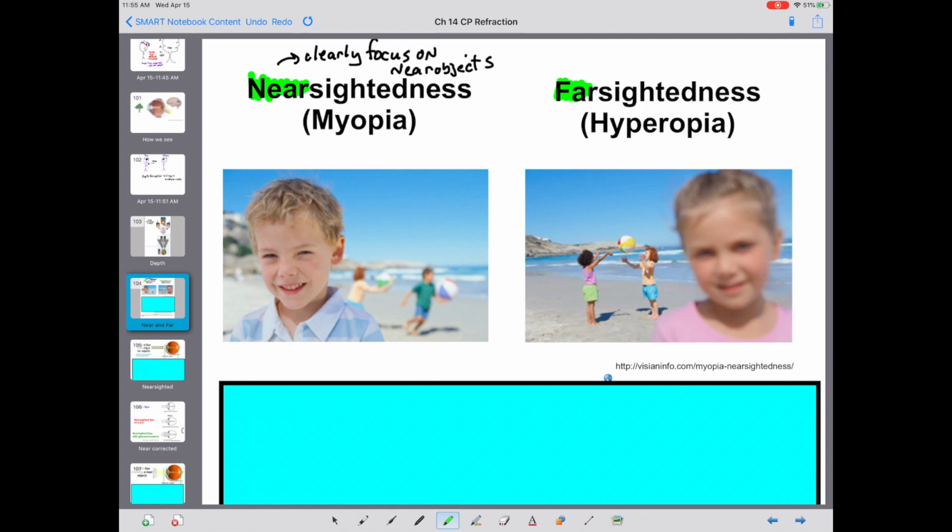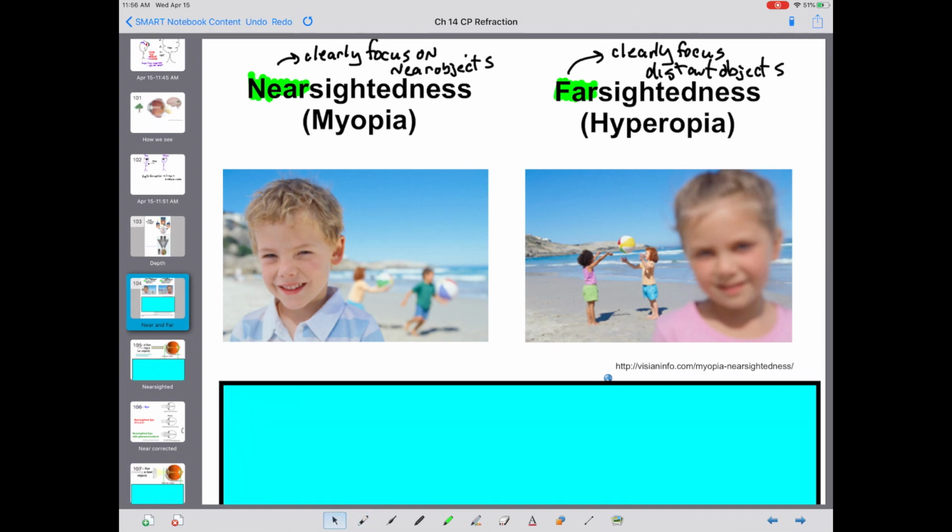That person is nearsighted. A person who is farsighted, again, focusing on far, that's what they can see clearly. So that person can clearly focus on far or distant objects. And that's why in the picture below, the two kids tossing the beach ball in the sand are more clearly in focus. But the girl that's in the picture is blurry. Farsighted, you can see things that are far clearly. Nearsighted, you can see things that are near clearly.